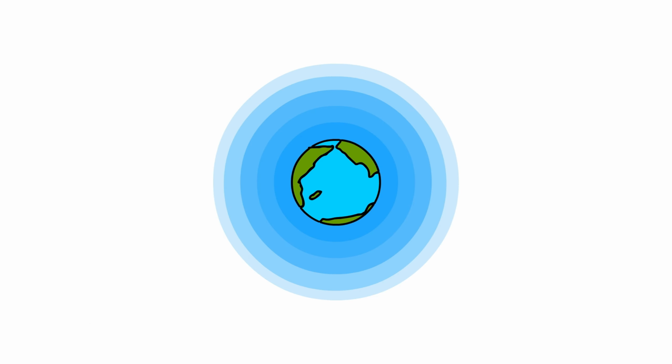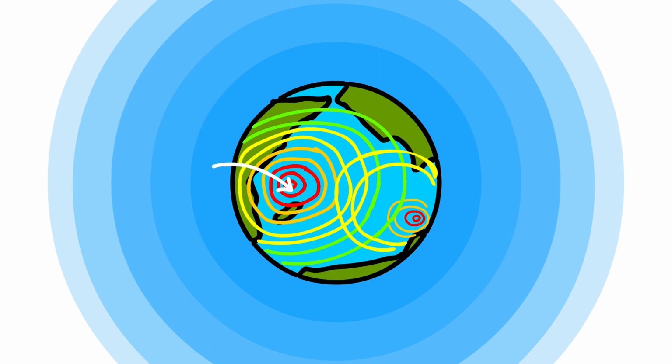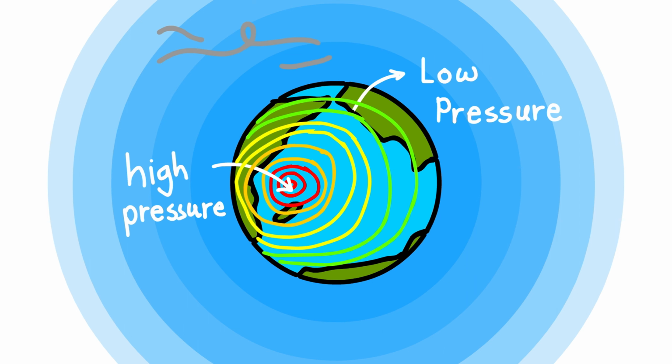The atmosphere exerts pressure on the earth. This varies from place to place. Some areas experience high pressure and some areas low pressure. Air moves from high pressure to low pressure. Moving air is known as wind.